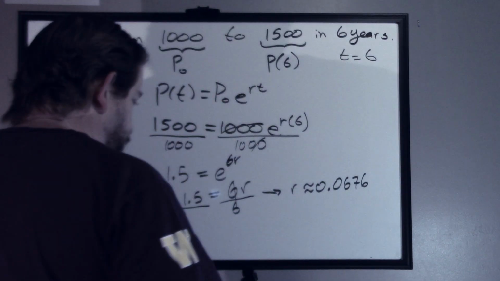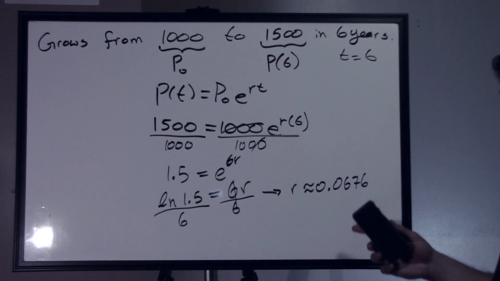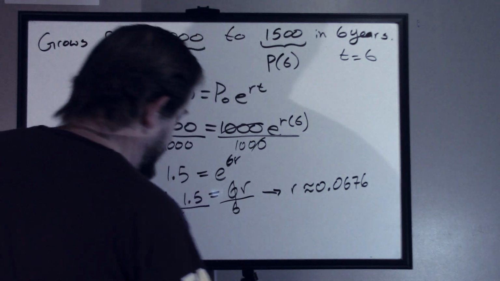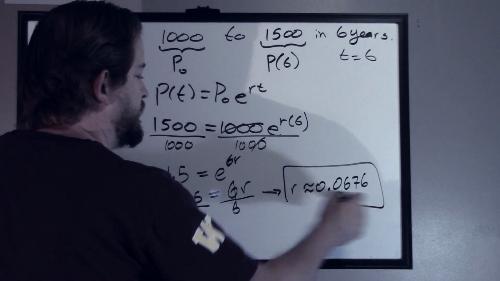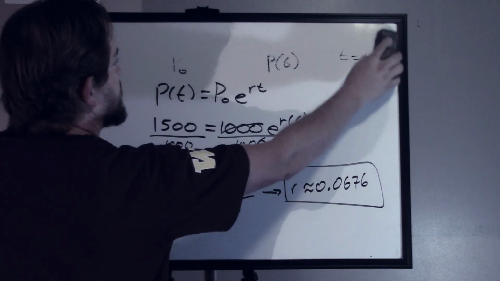But then the follow-up question in this one says, find when this population will reach 10,000, right? So I know this, I did the math to figure this out. Now I want to know, when is this thing going to get to 10,000?